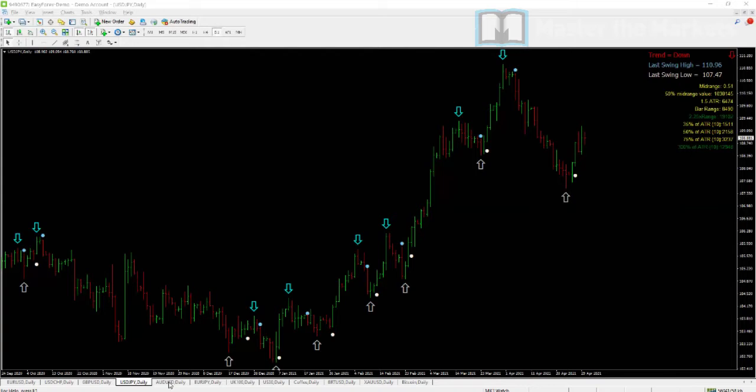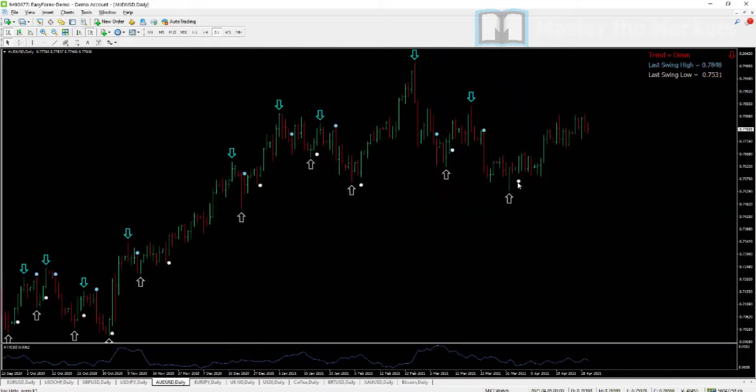Okay, Aussie dollar, looking at the equity again, it looks like it's already extinguished, and now we're probably having a move further to the downside on here.